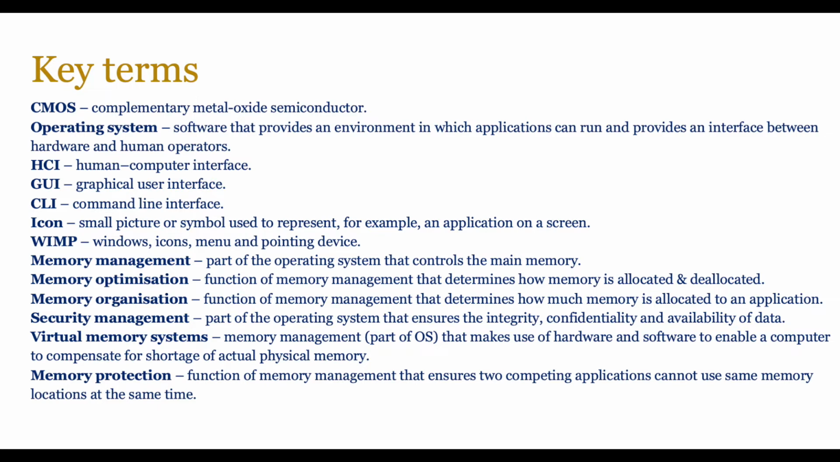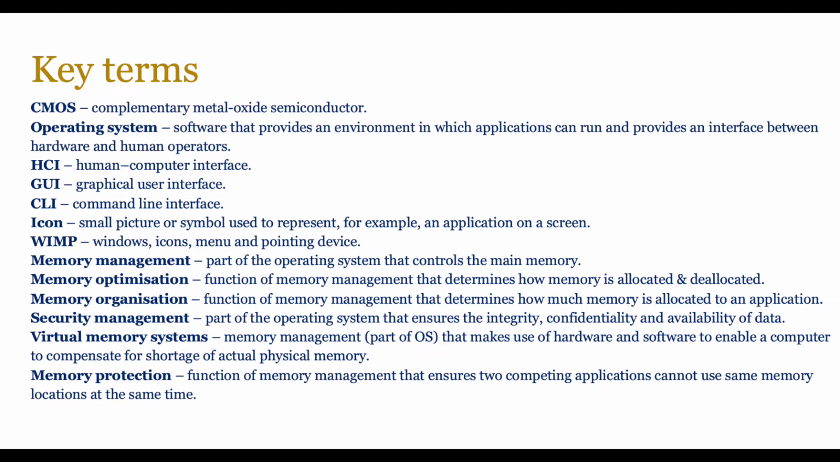Now, as usual, there are quite a lot of key terms and you need to be familiar with these, so do pause the video and jot these key terms down. These are basic definitions that we'll refer to throughout the lesson and beyond. So start by looking at CMOS, which is complementary metal oxide semiconductor. These are tiny semiconductor chips which are used in hardware and CPUs. Operating system, obviously the definition of what that is.